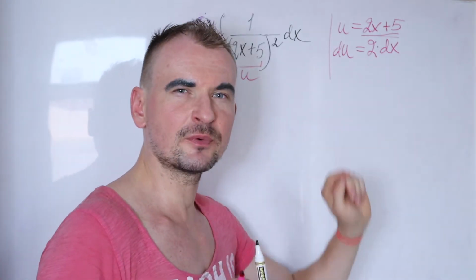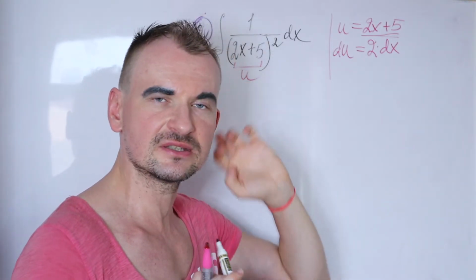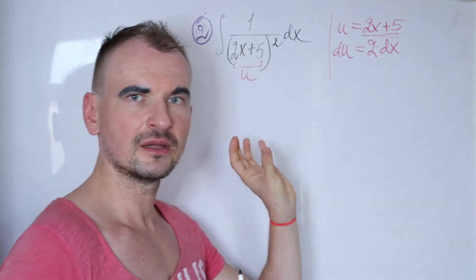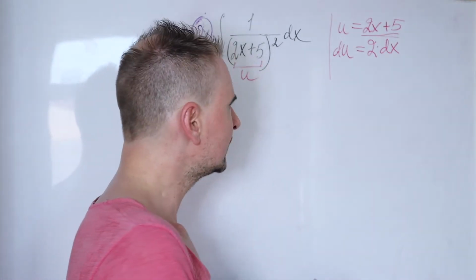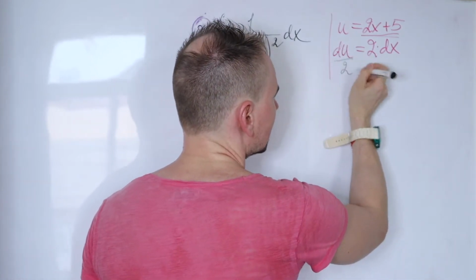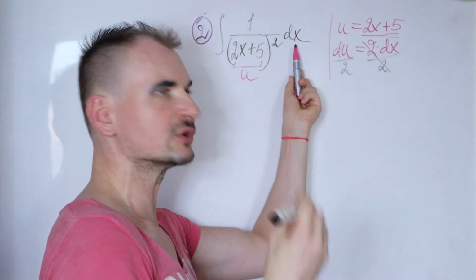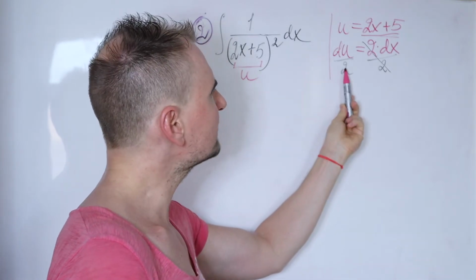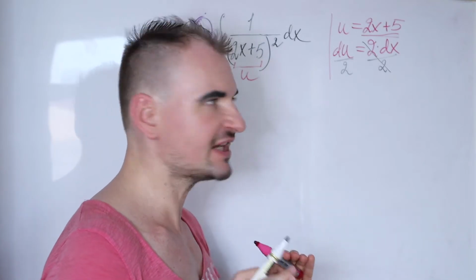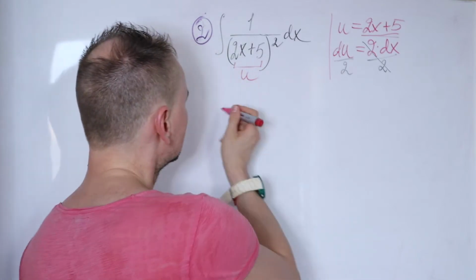So at this point, you need to rearrange your du, your differential, a little bit in order to fit it into your integral. In order to do this, just divide both sides by 2 and you would get your dx. So the dx that we are going to substitute would be replaced with du over 2. Now everything is ready and we can make that u-substitution.